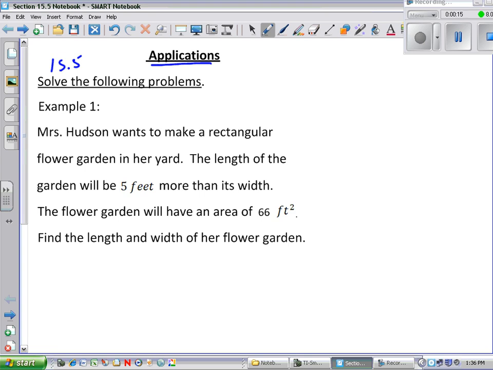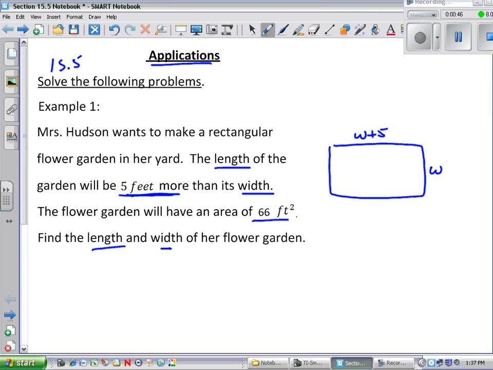Miss Hudson wants to make a rectangular garden in her yard. The length of the garden will be 5 feet more than the width, and the area is 66 square feet. Find the length and the width of the garden. So let's draw a picture of the garden. We have a width and we have a length that is 5 feet more than the width, or it's W plus 5. Now the formula for the area of a rectangle, length times width, is equal to area.